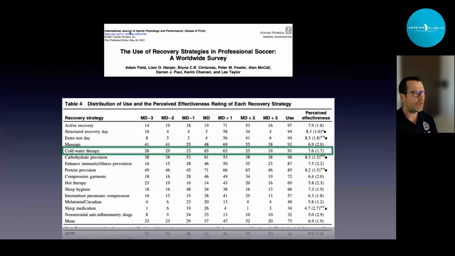So if we think about recovery outside of nutrition and sleep and actually just a day off in terms of general rest, cold water immersion is typically up there in terms of the most used interventions, aside from those core basics of recovery. So it's a real hot topic still, even today in 2021.